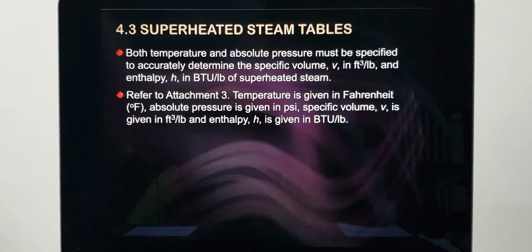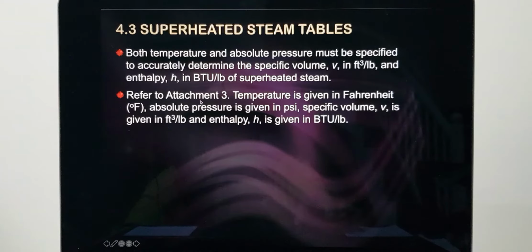Both temperature and absolute pressure must be specified to accurately determine the specific volume V, whereby the specific volume is in cubic feet per pound, and the enthalpy H. H refers to enthalpy, and the unit for the enthalpy of superheated steam is BTU per pound. The superheated steam table is in British units, because you can see that the unit is given in BTU per pound, and the volume is in cubic feet per pound.